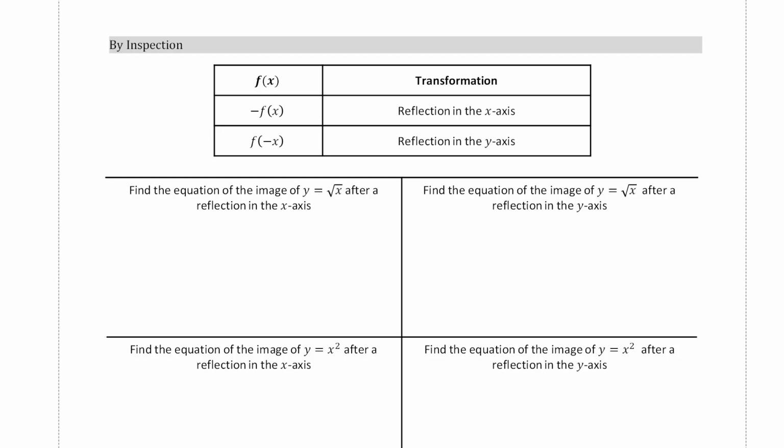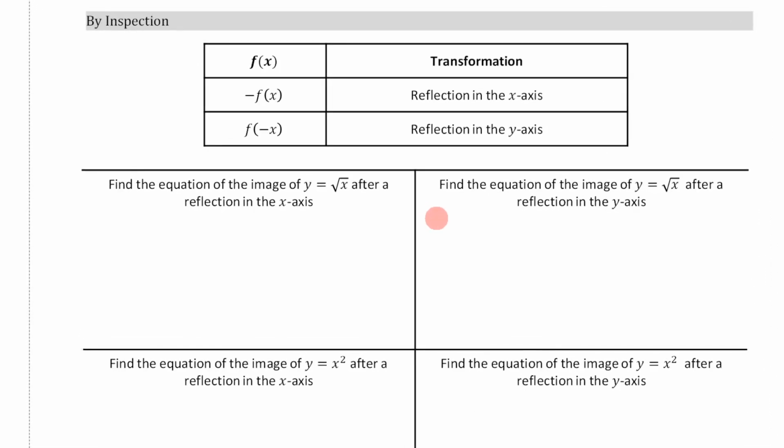We're now going to talk about how we can use the technique of by inspection when dealing with reflection. So let's read this summary first here. It says that when you're reflecting in the x-axis, what you do is you just put a negative in front of the entire function. If you're reflecting in the y-axis, what you do is you replace your x with a negative x. So you're going to now see this in action.